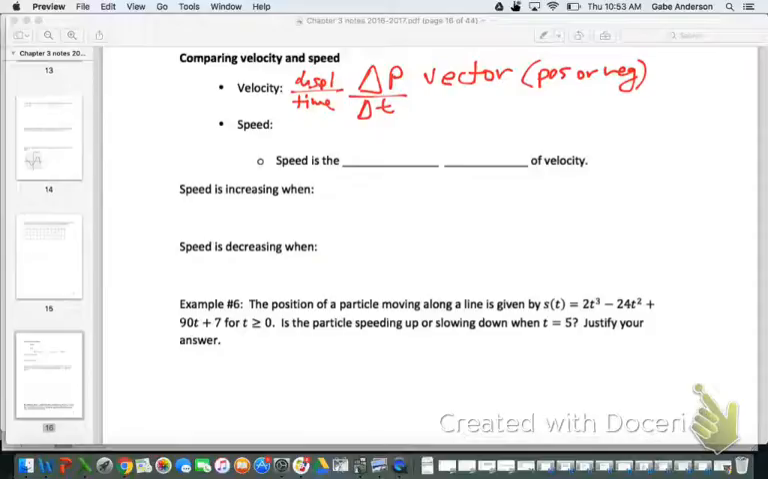So speed is related to velocity. I'm going to put what speed is here. Speed is scalar, as was mentioned earlier. Speed is simply the magnitude of velocity. Magnitude, there we go, of velocity. So in other words, it does not include the directional aspect of velocity.